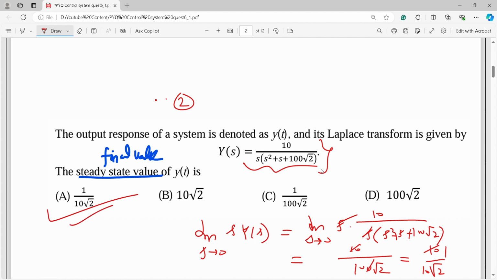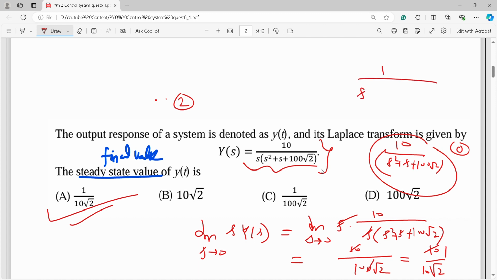Okay, for example, this question, if you write it down like that, 10 by s square plus s plus 100 root 2. So this is a type 0 system. If you apply the final value theorem, here we get the 0 value. Okay, this is a type 0 system. All right, and if you have s square, this is a type 2 system, then the final value will be infinite. All right, so this is the role of poles at the origin.